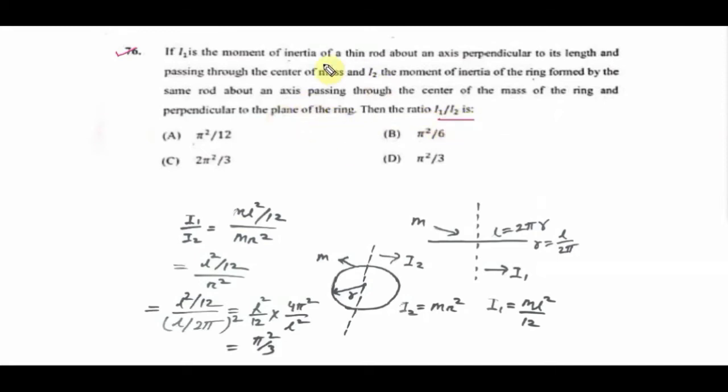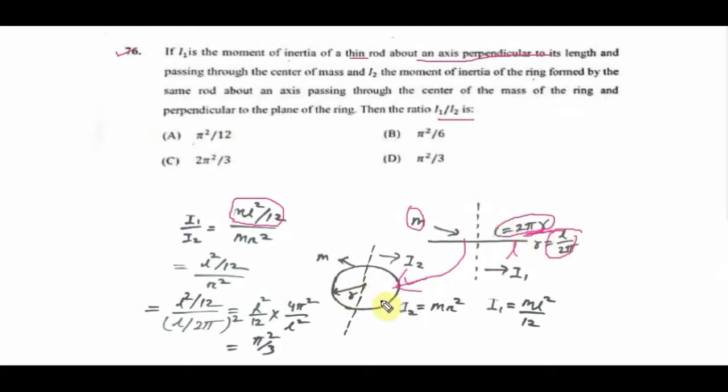So in the first case, when a thin rod, we have to find the moment of inertia about an axis perpendicular to the length. So the length is L and the mass of the rod is m. So the moment of inertia of the rod is given by ml square by 12. Now we have to find the moment of inertia of this second system. The rod is changed into this circle whose perimeter will be 2 pi r, and the perimeter will equal the length of the rod. So L equal to 2 pi r, so r equal to L by 2 pi.